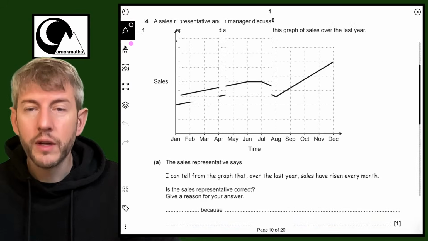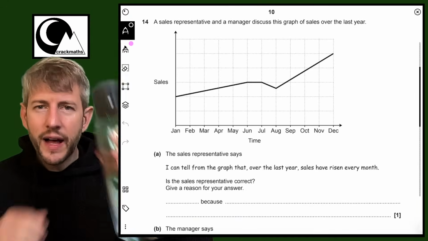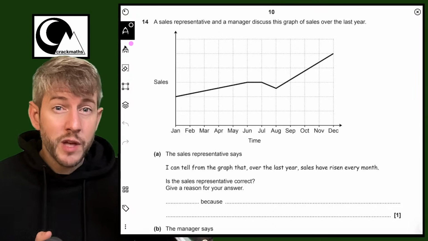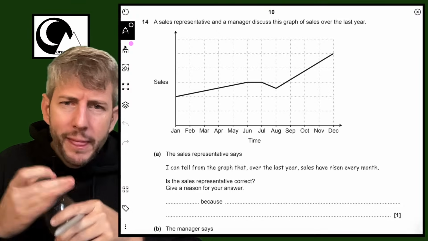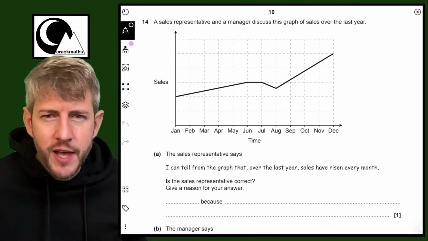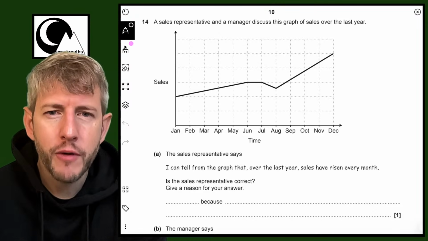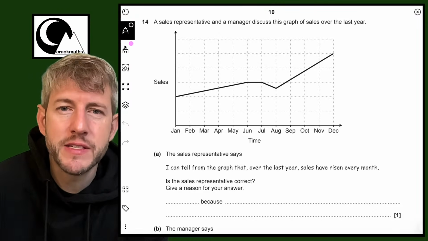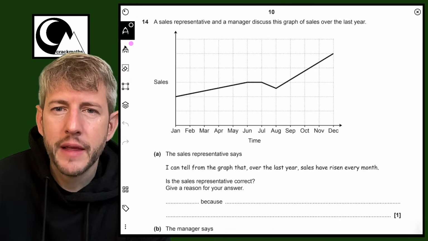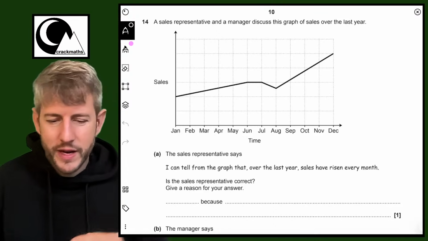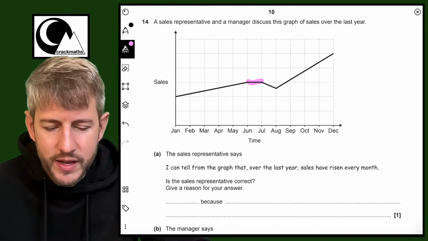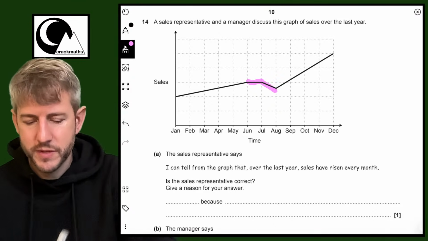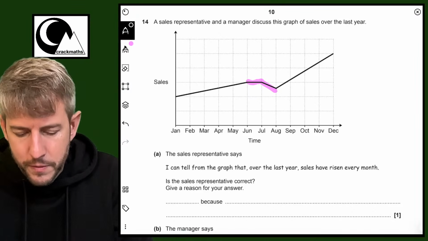Right, question 4. A sales representative and a manager discuss the graph of sales over the last year. Okay. The sales representative says, I can tell from the graph that over the last year, sales have risen every month. Is the sales representative correct? Give a reason for your answer. Well, they're not correct because here the sales didn't rise and here the sales dropped. Okay, so what we can say is no.